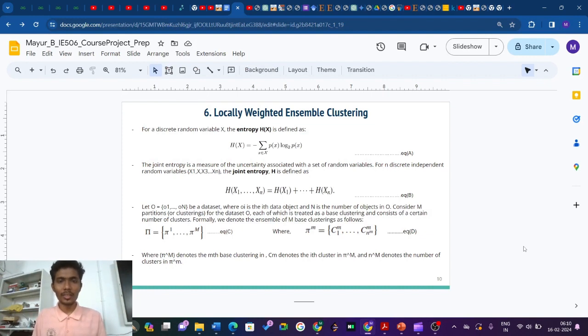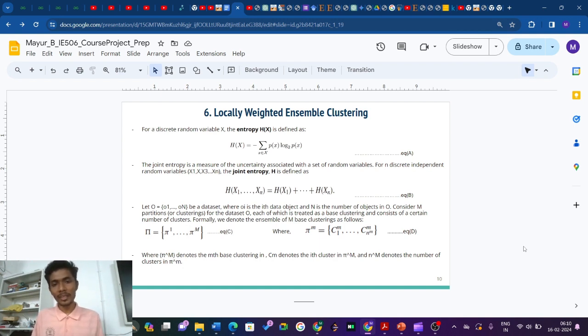Now let us discuss locally weighted ensemble clustering. The entropy for a random variable x is given by equation A, in which p of x is the probability mass function. Entropy basically shows the uncertainty associated with a random variable. So if we have two clusters, cluster A and cluster B, and if the entropy of the random variable is high, that means we cannot be sure which cluster that random variable x will belong to. But if the entropy is low, then we can say for sure that the random variable x must belong to either cluster A or cluster B.